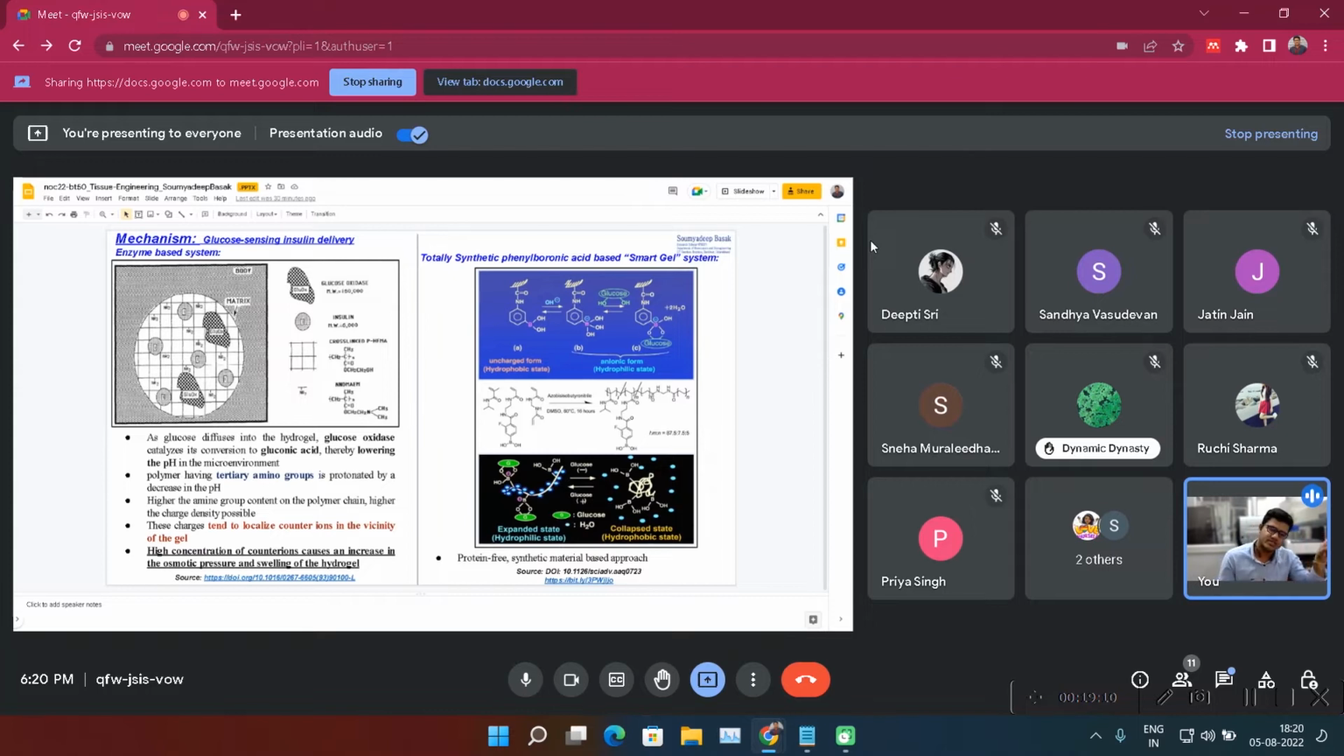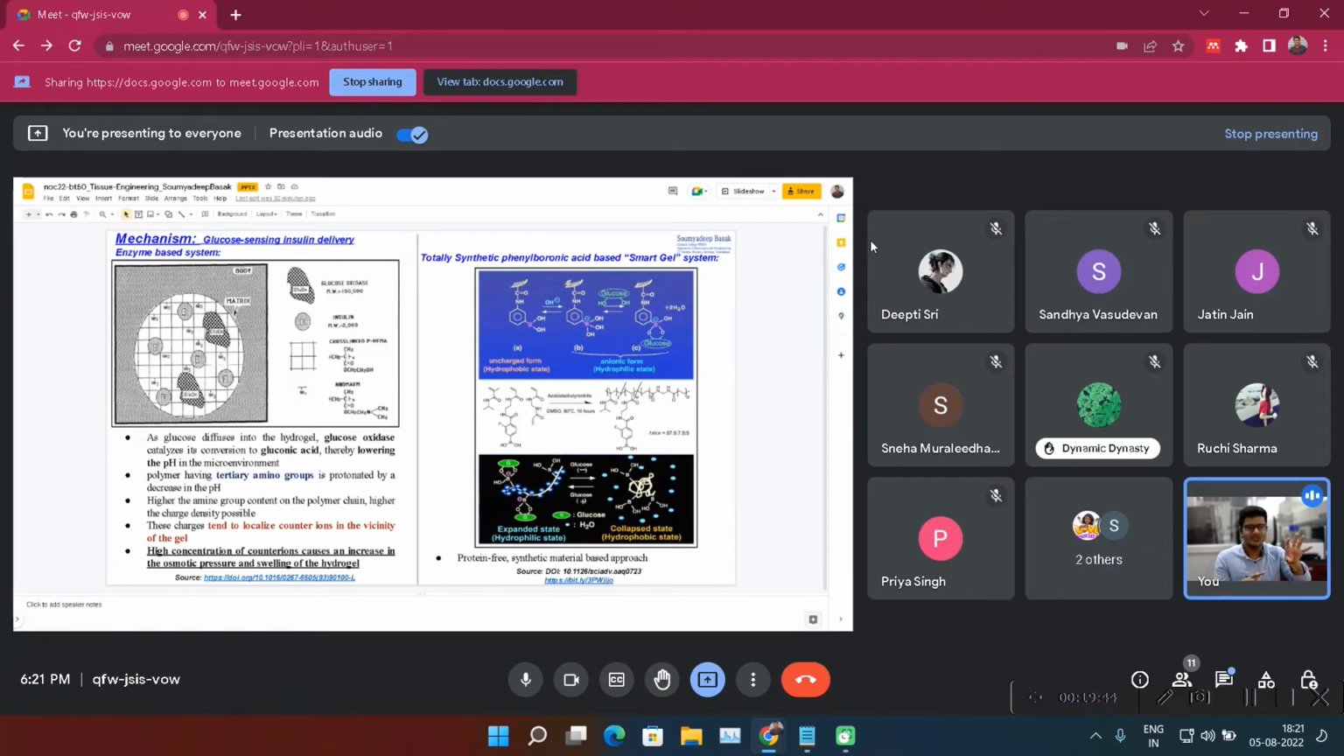So when the glucose goes in, these OH groups interact with the glucose's two OH groups, and they entrap the glucose. This mechanism creates a negative charge. So the phenylboronic acid goes from the neutral form to the anionic form through the glucose interaction. So our target is achieved. We have created an ionic imbalance in the system. So what will the counter ions do? Again, the osmotic pressure, swelling and cargo delivery.